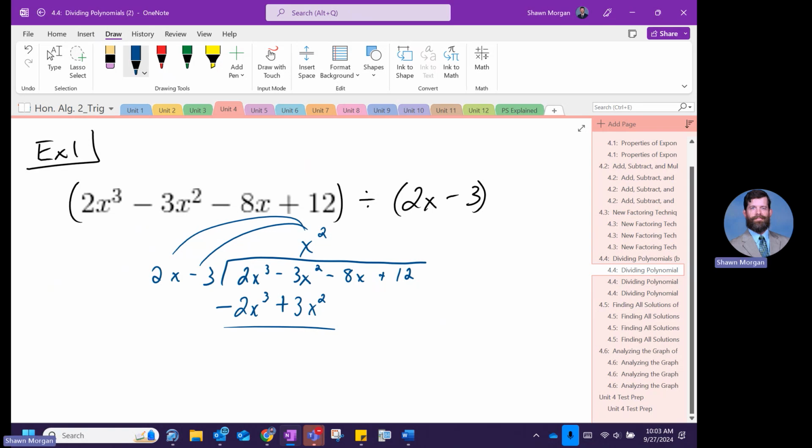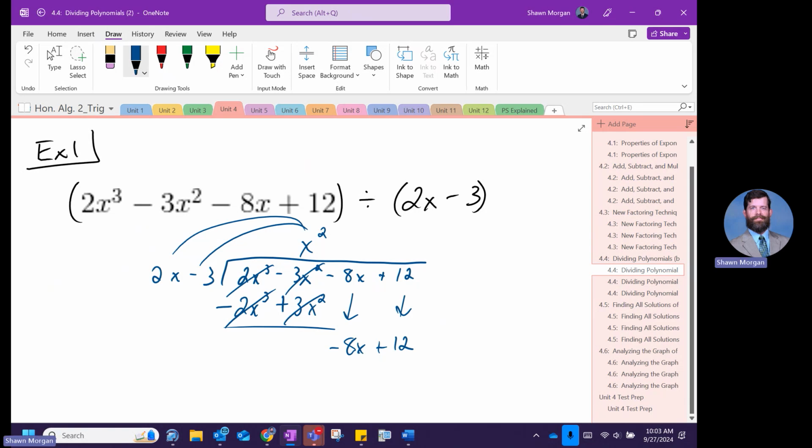Mario? If it doesn't cancel out from there. Well, watch. The first one's always going to cancel out. This one actually does cancel out, so you've got to bring down both of them. So negative 8x and positive 12. If this one didn't cancel out, you would only bring down the one, and you'd have your two terms and you'd repeat the process that way.